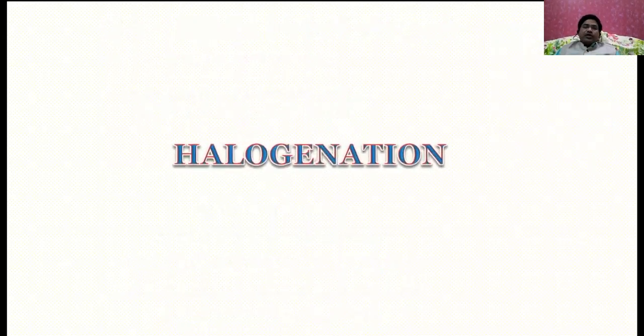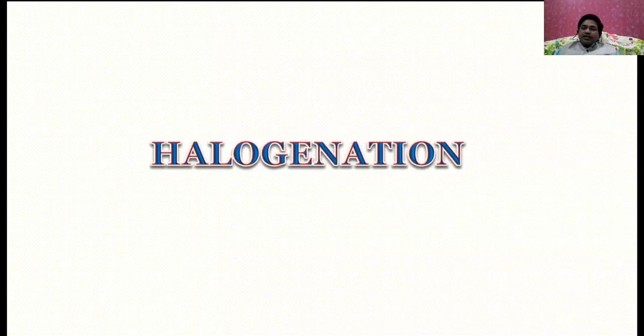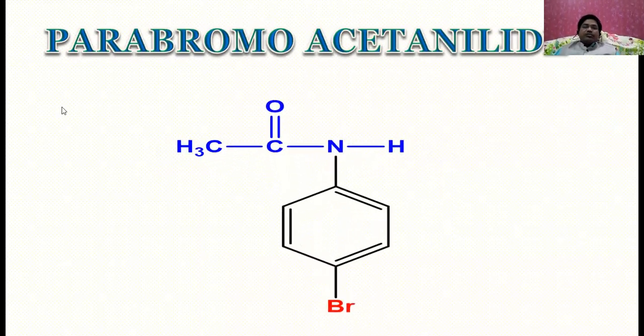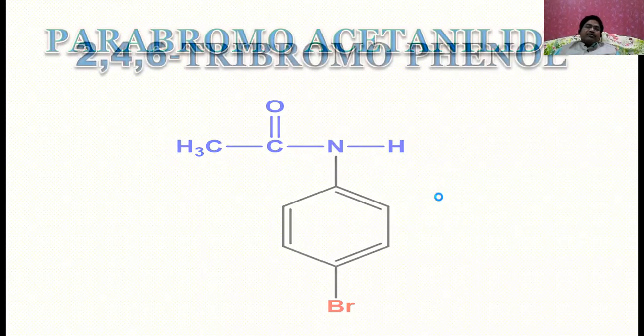Now, the first one is halogenation. You know that halogenation is nothing but substitution of a hydrogen by a halogen electrophile. Here, the hydrogen is replaced by bromine. The first one is para-bromoacetanilide. What is its structure? This is going to be the bromine at para position, and this is going to be the acetanilide. Then how is it prepared in the laboratory at undergraduate level?